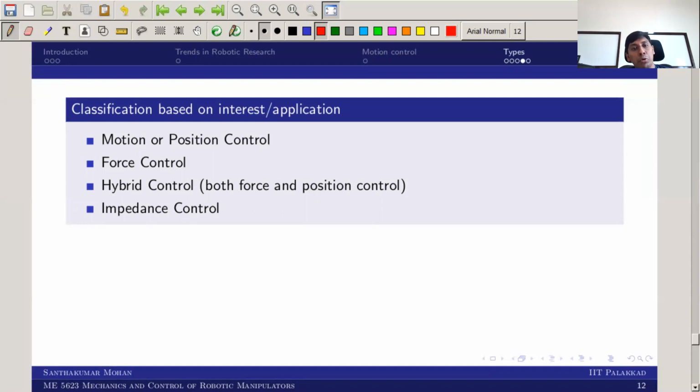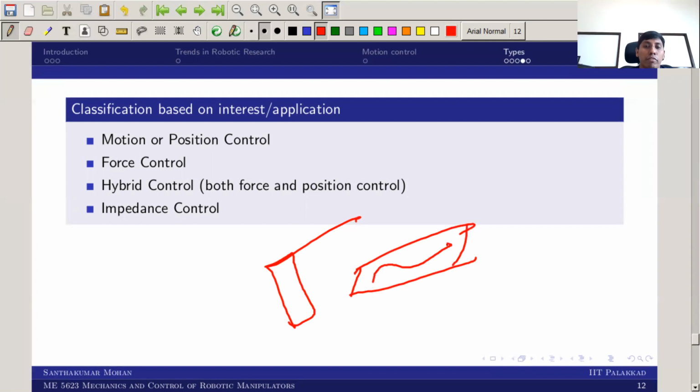You know, the robot manipulator can be used for several applications. One is just following. For example, say you have a laser cutter. This laser cutter is supposed to follow some profile. The laser beam is coming, and you see that it is not really touching the workpiece. It is just following. It is a free flowing motion of the end effector, which is the laser beam generator.